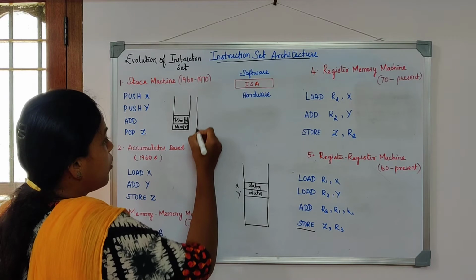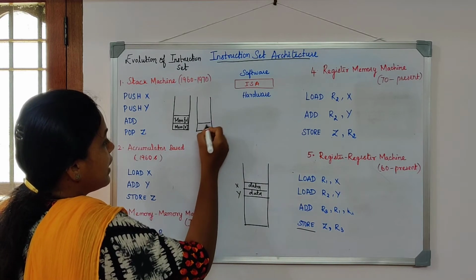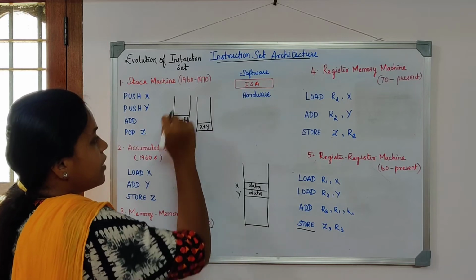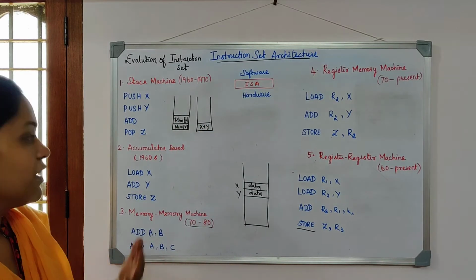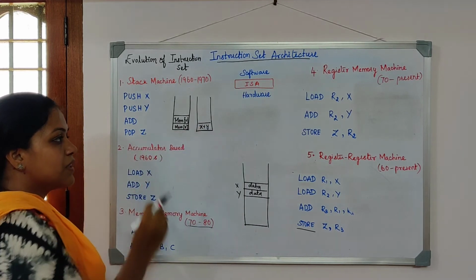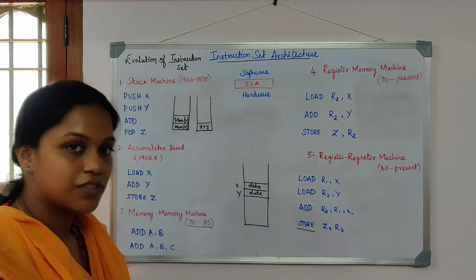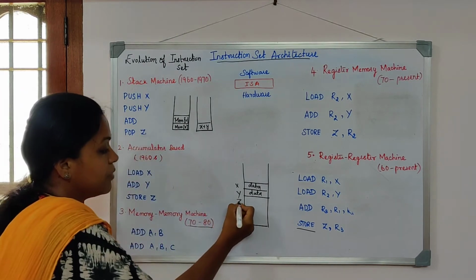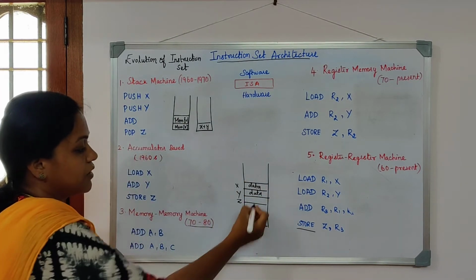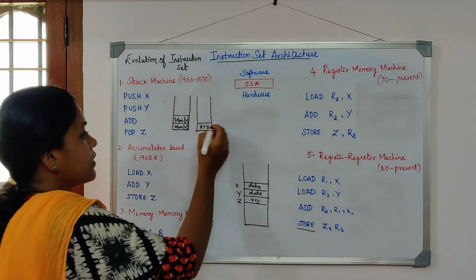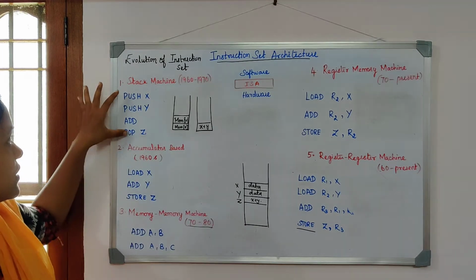So what will happen? It will pop these two values, add the values that are present in the location x and location y, and push the result into the stack again. Finally, pop z. The value present inside the stack, that is the added result, is taken to the location in memory z and placed inside. The value of x plus y will be placed in the location z. So this is how it is done.